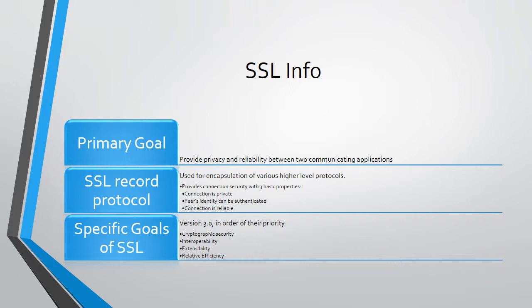SSL has three specific goals. We will discuss each one separately. First of all, cryptographic security says that SSL should be used to establish a secure connection between two parties. Next, interoperability says that independent programmers should be able to develop applications utilizing SSL 3.0 that will then be able to successfully exchange cryptographic parameters without exposing code.